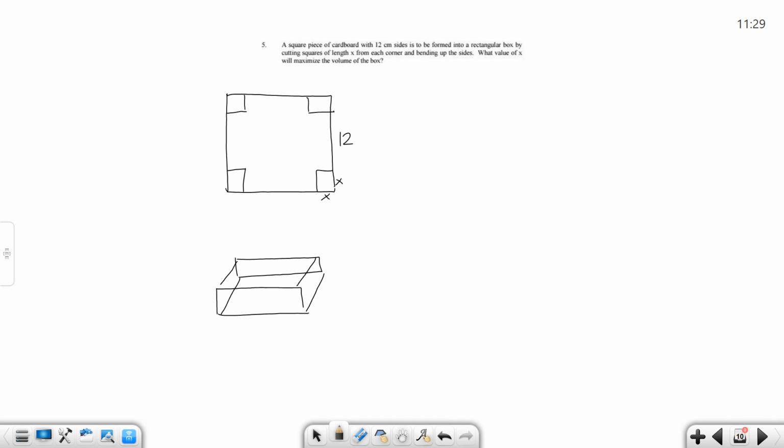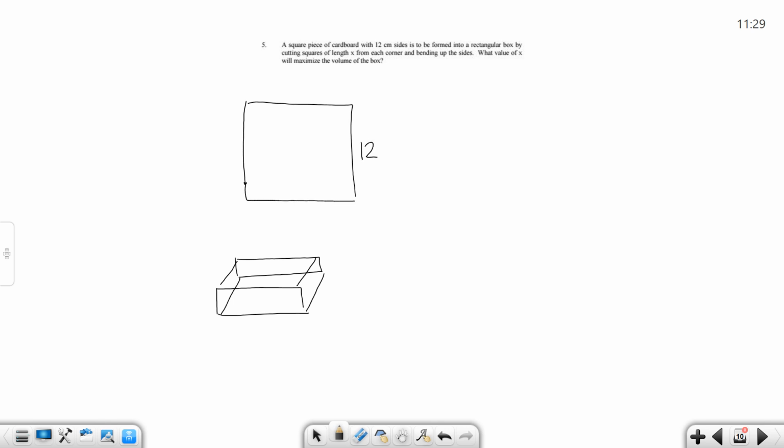In this problem, we have a square piece of cardboard. Let me erase the inside parts for a second. Okay, so there's your square. It's a square piece of cardboard, and each side has length 12 centimeters.